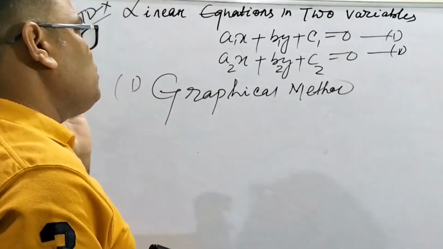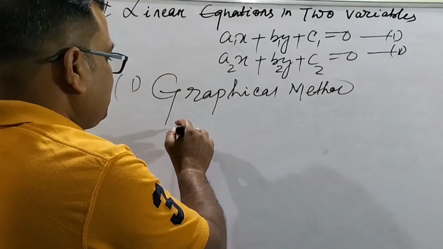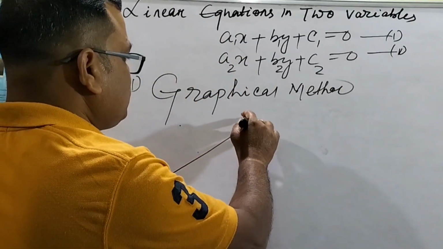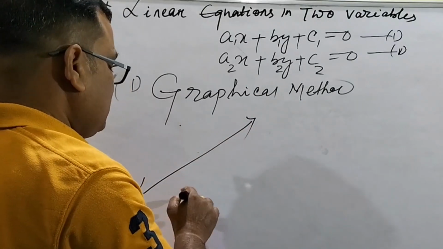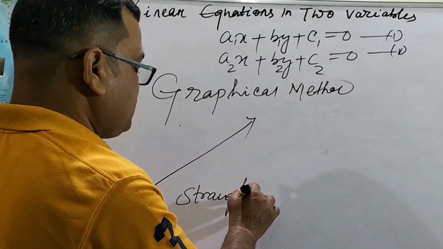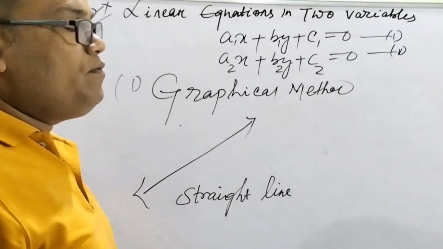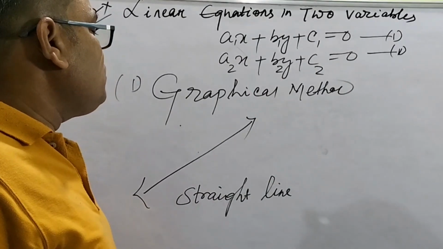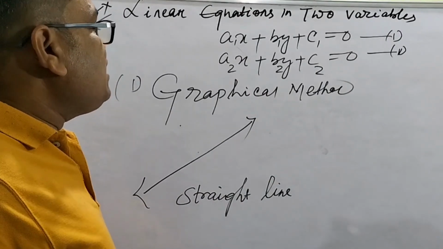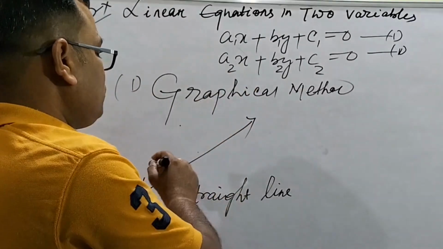we will have to find out the graph, that will be a straight line. For a linear equation, the graph is always a straight line. For a linear equation, if you construct it on a graph paper, then you will find a straight line. As there are two equations, we will have to find out two lines for two equations.